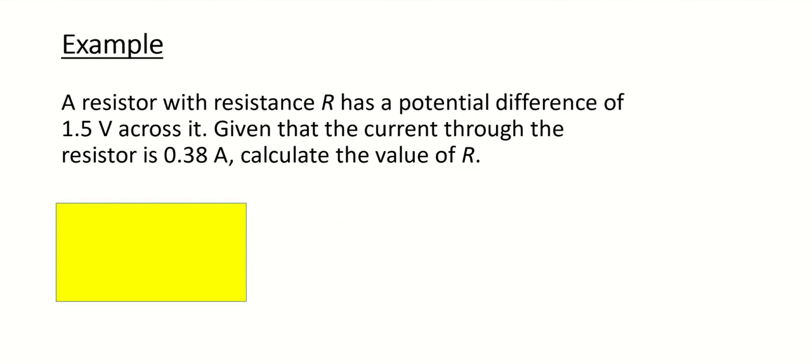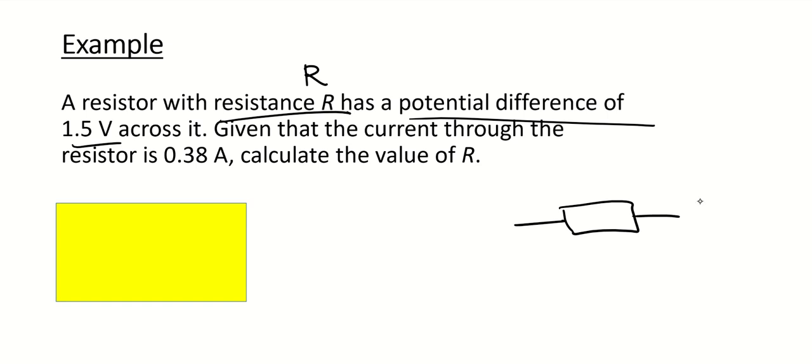So now we do some examples. A resistor with resistance R has a potential difference of 1.5 volts across it. So maybe if I put it into a diagram, I have a resistor with resistance R. It has a potential difference of 1.5 volts across it. So how do I represent this 1.5 volts? I need you all to write 1.5 volts, and it must be from the start to the end. That means before the resistor and after the resistor, we have a potential difference of 1.5 volts.